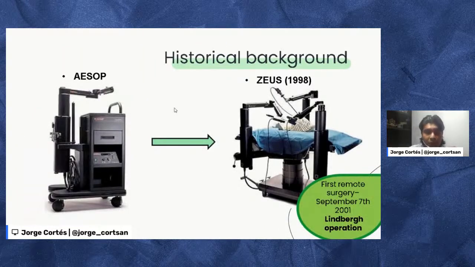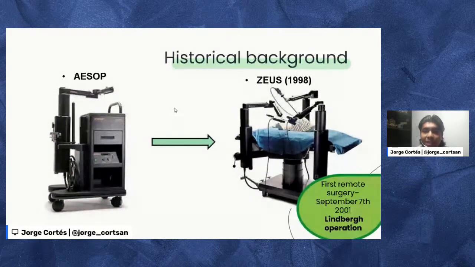We have another part of the historical background, and in this part appeared the ASAP robotic arm. This robotic arm was controlled by the doctor's voice command. It has a computer motion that helped the doctor with laparoscopy. Next to this, we have the Sears robot.